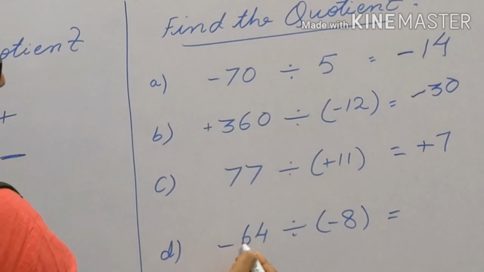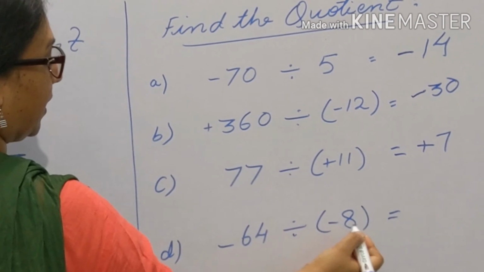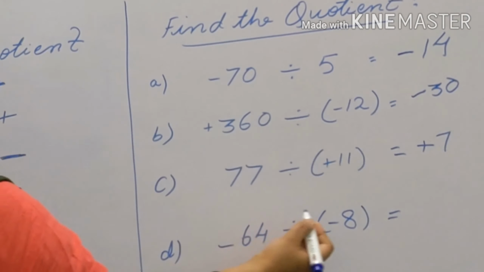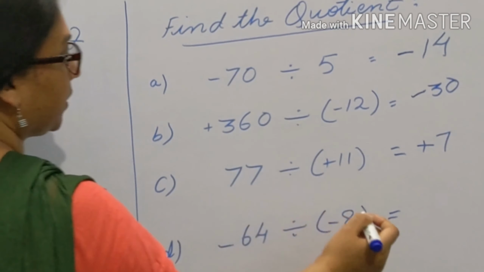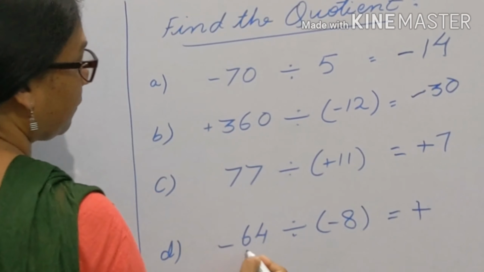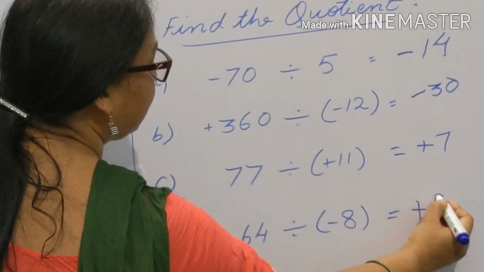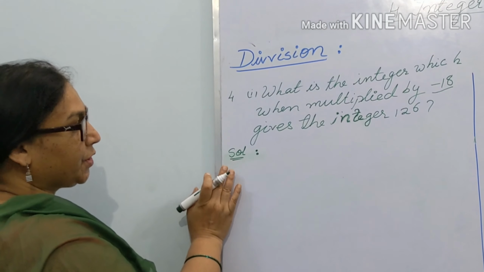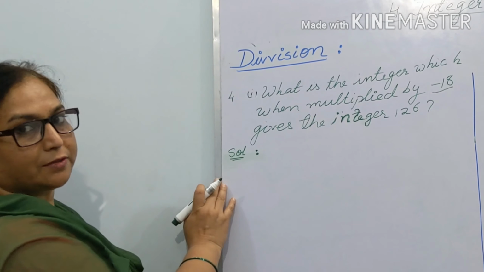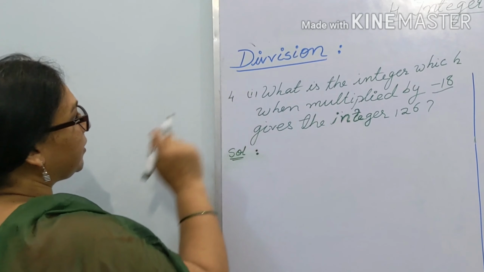D, minus 64 divided by minus 8. When both the integers are negative in division, the quotient is always positive. 64 divided by 8, answer is 8. Students, one more question of your exercise 4C I want to discuss with you. Question number 4, first part.